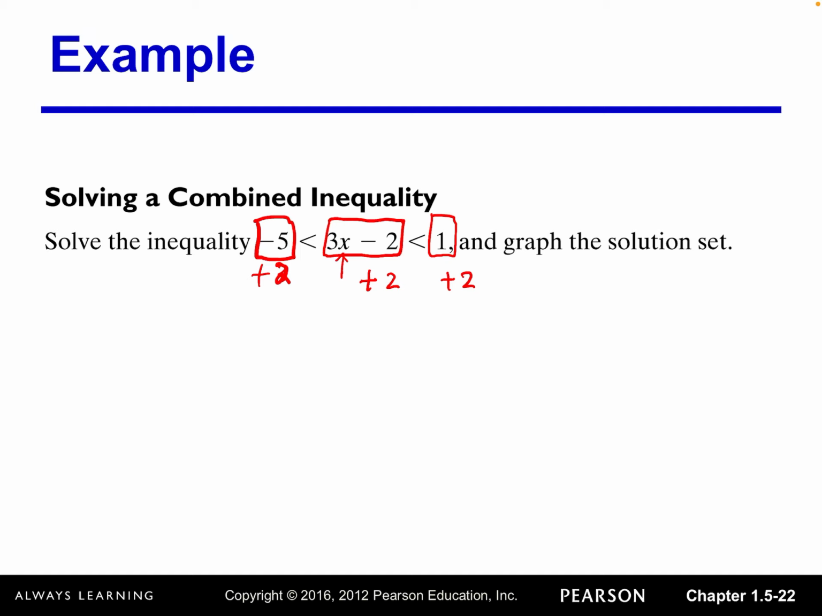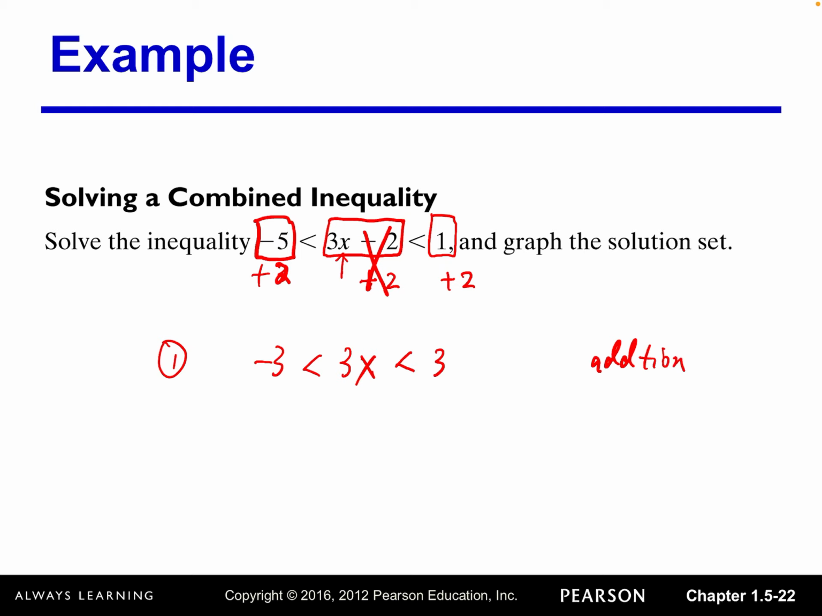All right, so now let's see. In the middle, plus 2 minus 2 cancel, so we only have 3x. Left hand side, -5 plus 2, we get -3. Right hand side, 1 plus 2, we get 3. The addition property of inequality states the symbol should stay the same, so keep the same direction. So that is the first step. We applied the addition property of inequality.